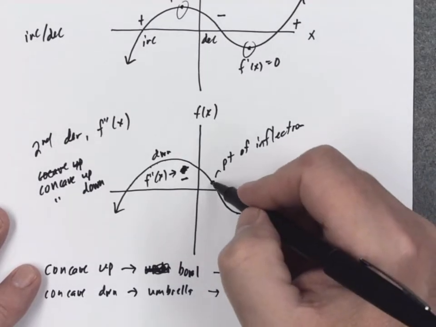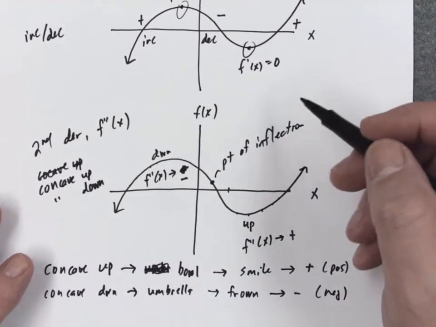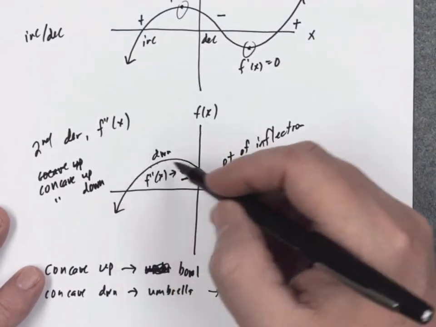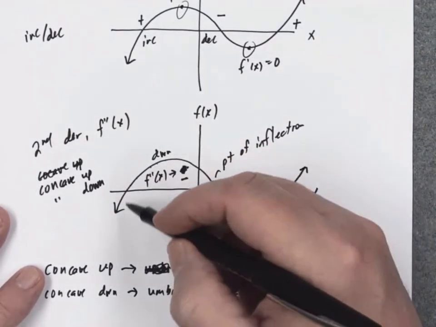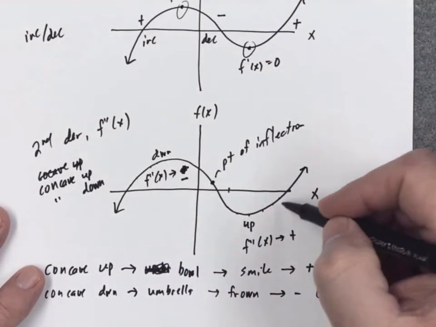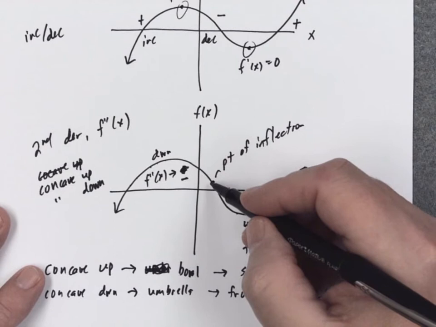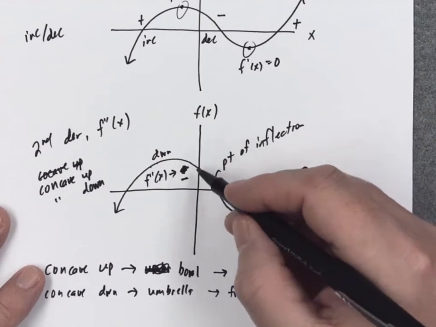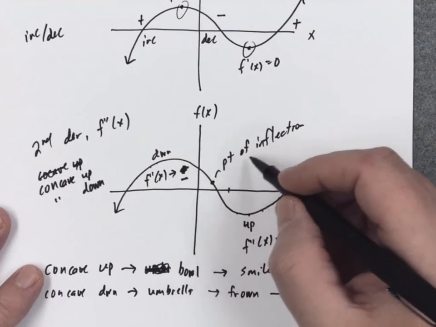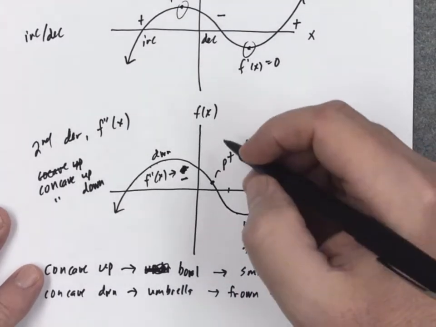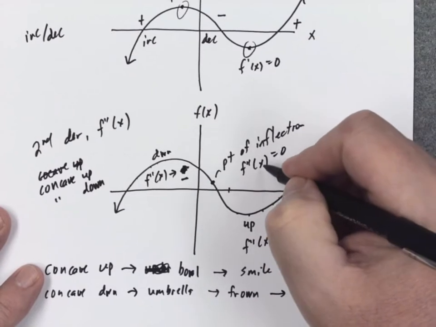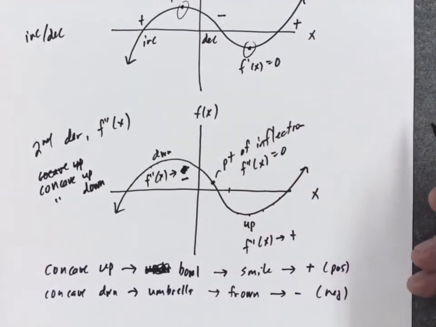So what happens at the point of inflection? Well, common sense says if the second derivative is always negative in this first part of the graph, concave down, and it's always positive, concave up, at some point it has to switch from negative to positive. That switch happens at the point of inflection. So the point of inflection is where the second derivative is 0.